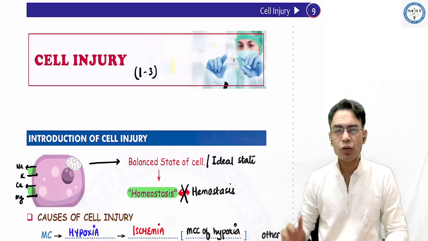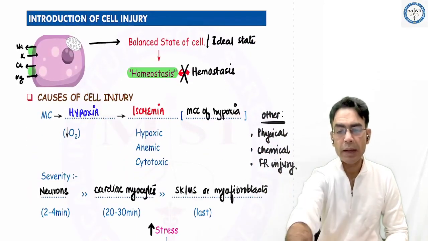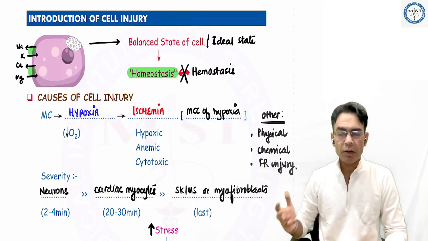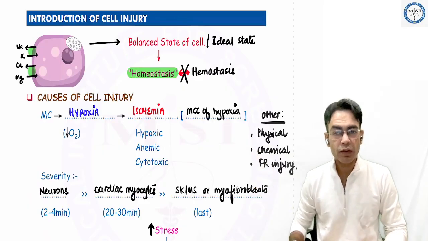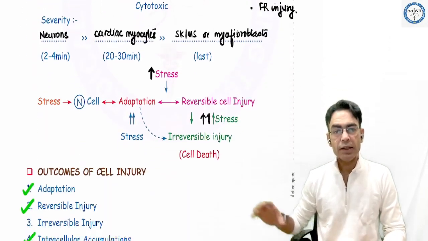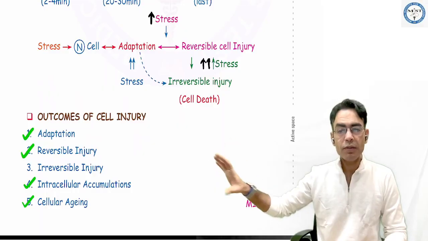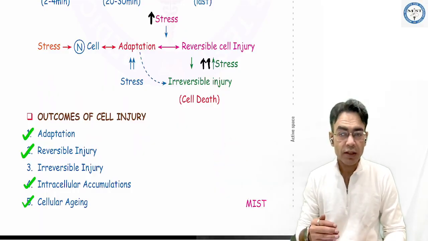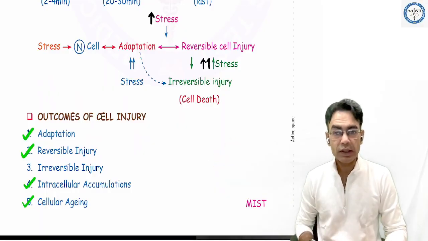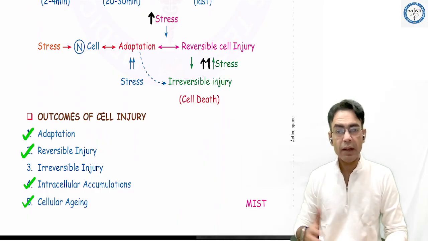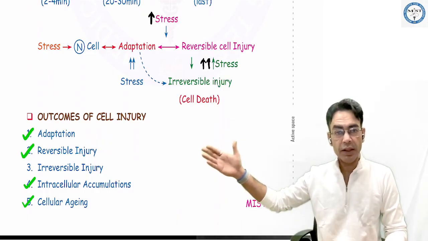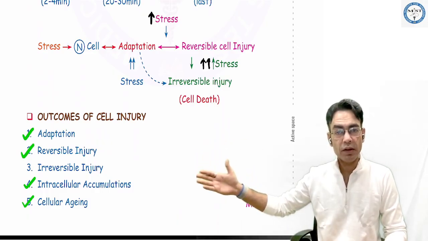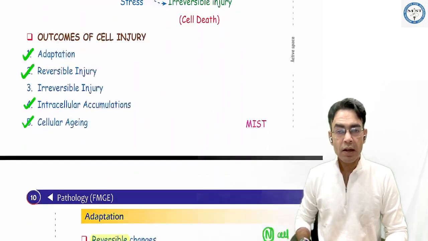So in this chapter, the most common cause of cell death is going to be hypoxia. And there are multiple forms of hypoxia. The most common cause of hypoxia is ischemia. In this chapter, we'll be talking about the outcomes where, when a cell injury occurs, how the cell comes out of it. I mean, first thing would always be adaptation, then the reversible, irreversible, intracellular accumulations, and cellular aging.